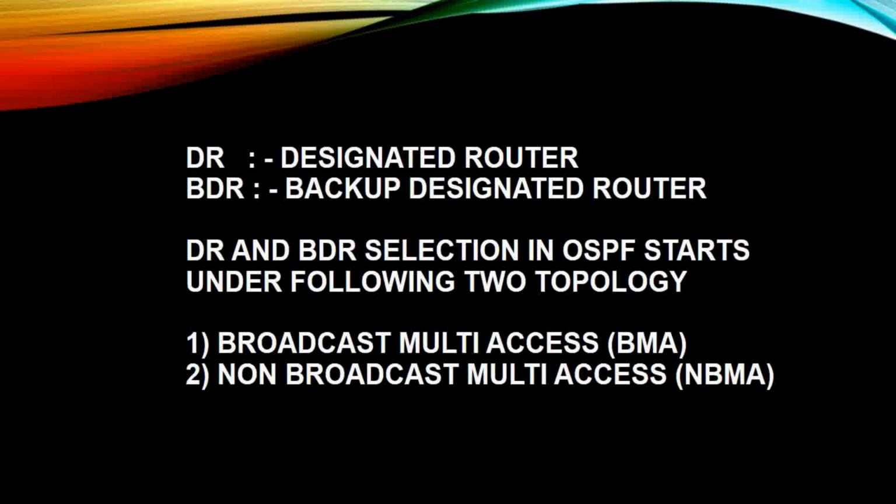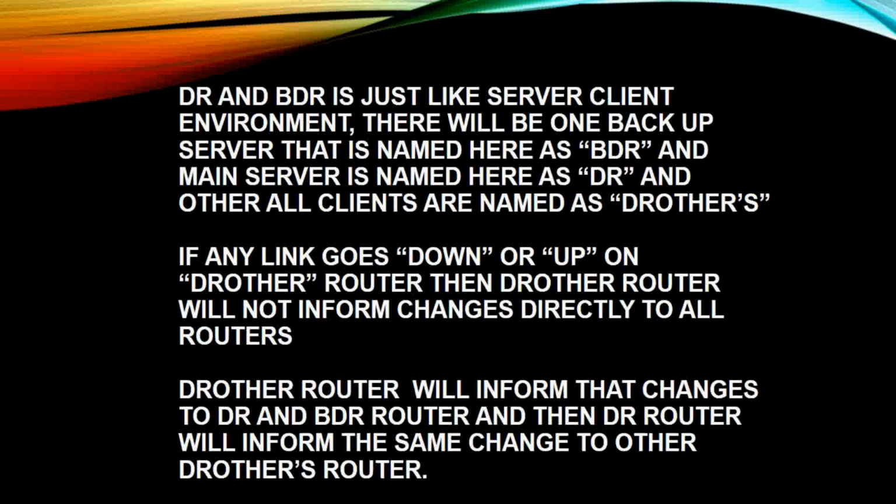DR and BDR selection in OSPF starts under the following two topologies. 1. Broadcast multi-access, BMA. 2. Non-broadcast multi-access, NBMA. DR and BDR is just like a server-client environment. There will be one backup server that is named BDR and the main server is named DR, and all other clients are named DROthers. If any link goes down or up on a DROther router, then the DROther router will not inform changes directly to all routers. The DROther router will inform that change to the DR and BDR router, and then the DR router will inform the same change to the other DROther routers.